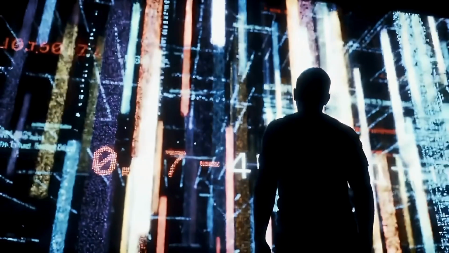Level 1, category switching, moving between different types of information rapidly. Level 2, rule switching, changing the criteria you use to evaluate situations and information. And level 3, perspective frame switching, shifting your entire framework of understanding.